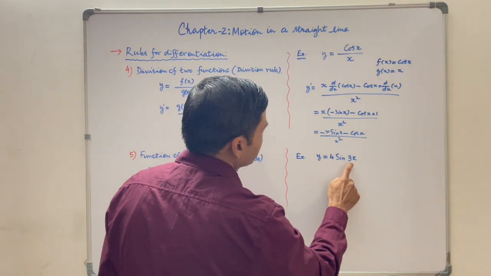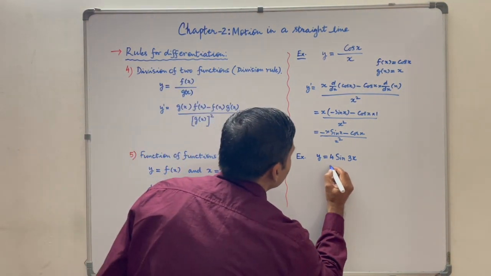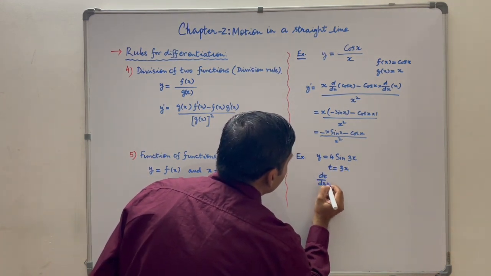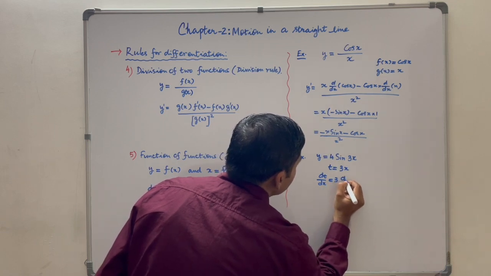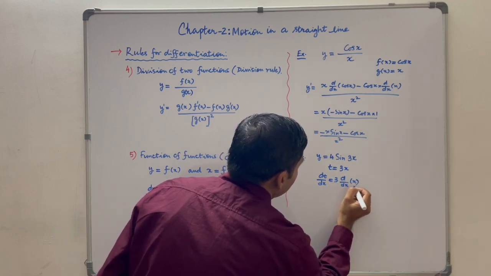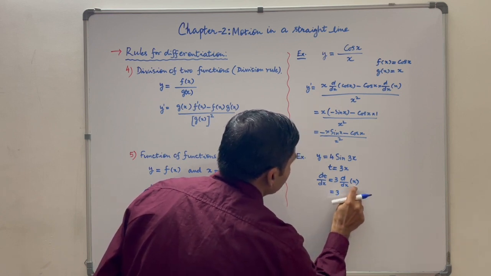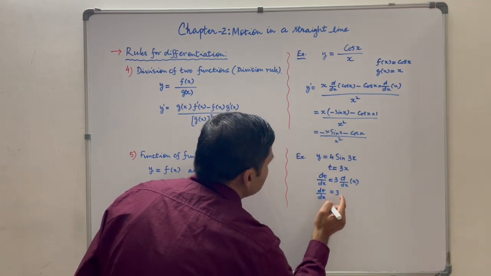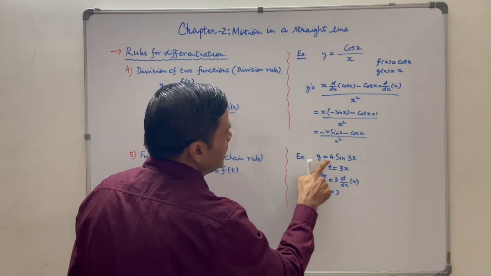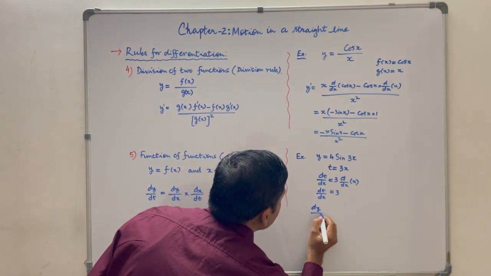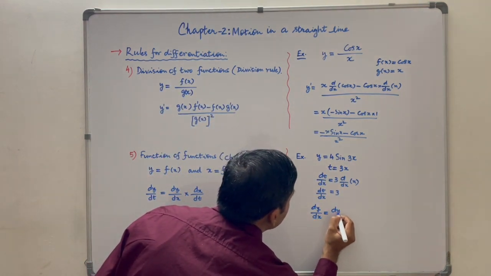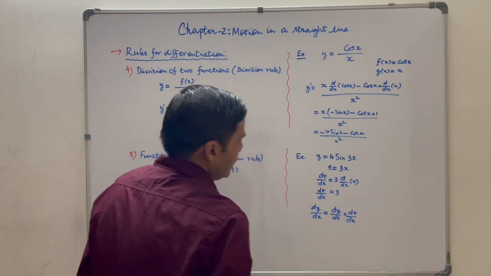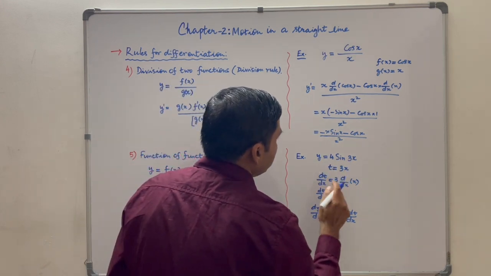Y is equal to 4 sine 3x. Assume t is equal to 3x. Then dt by dx is equal to 3 times d by dx of x, and that is equal to 3, since d by dx of x is 1. So dt by dx is equal to 3. We have to calculate dy by dx from here. So dy by dx is equal to dy by dt into dt by dx. We will calculate dy by dt from here.